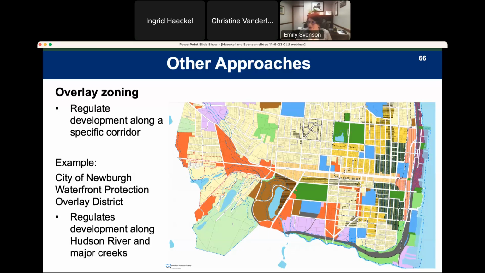And so in the areas within that overlay district, it doesn't mean that you can't develop there, but in those areas, in addition to the regular zoning rules, there's an extra set of regulations to protect those water bodies.